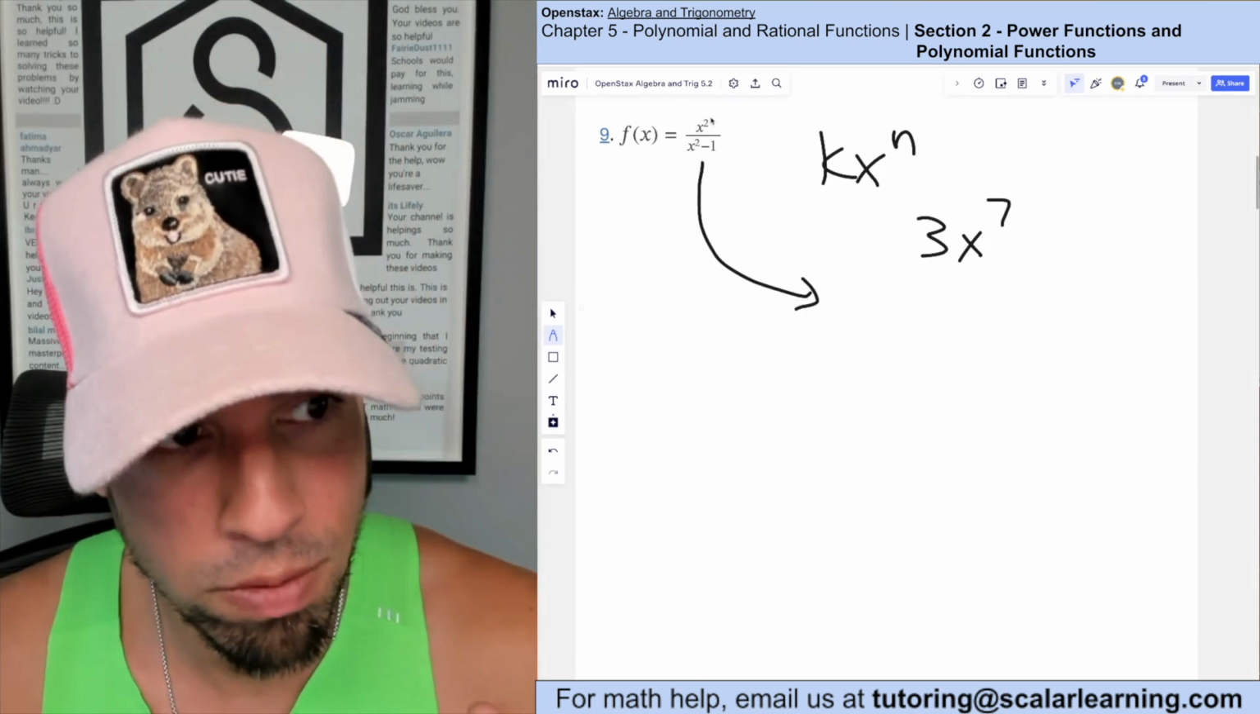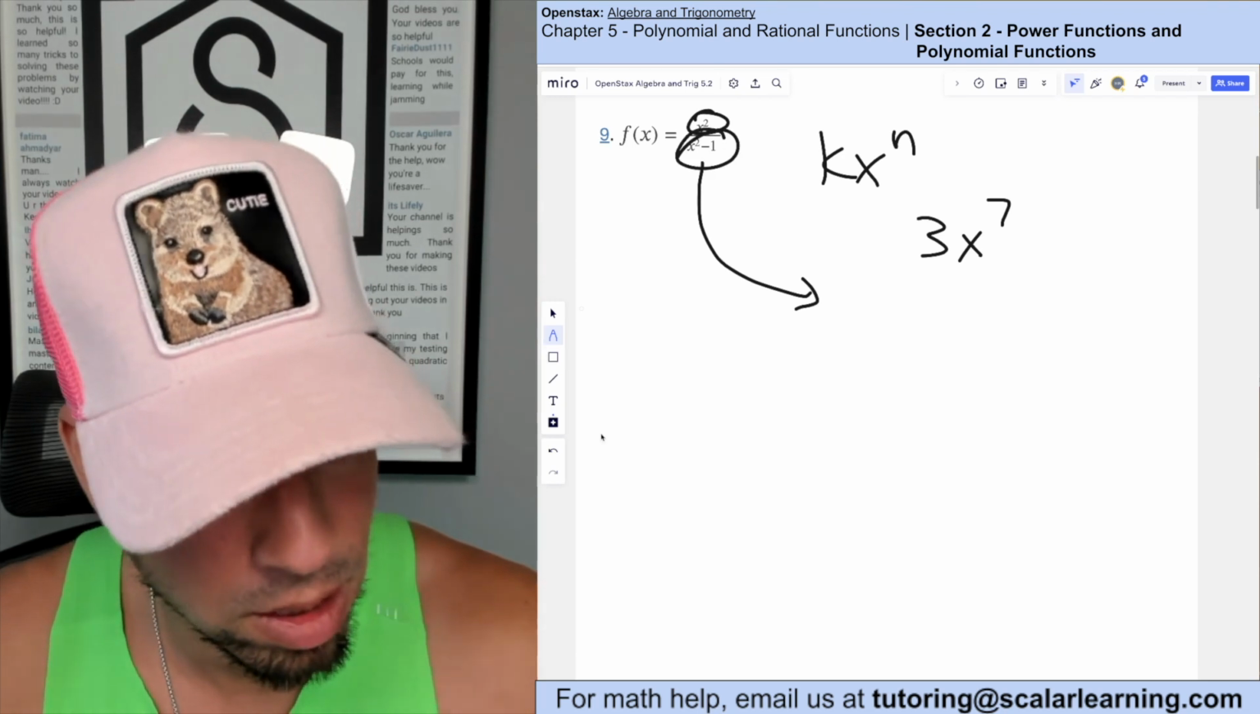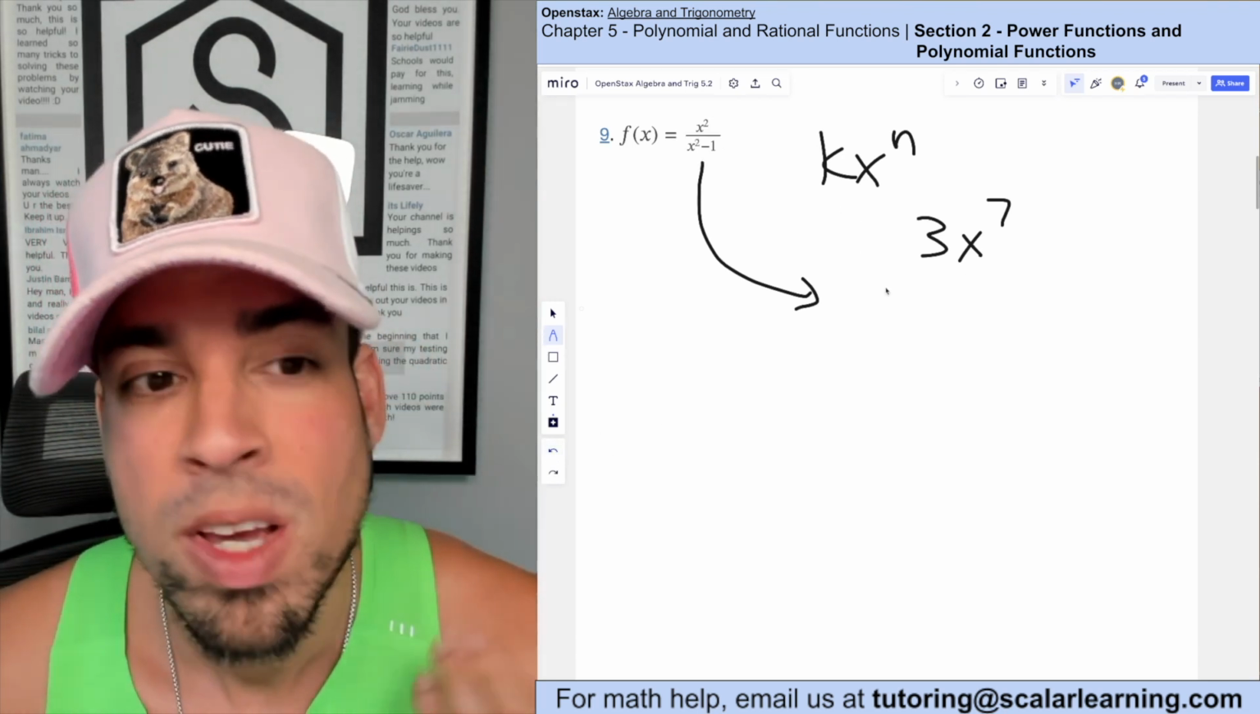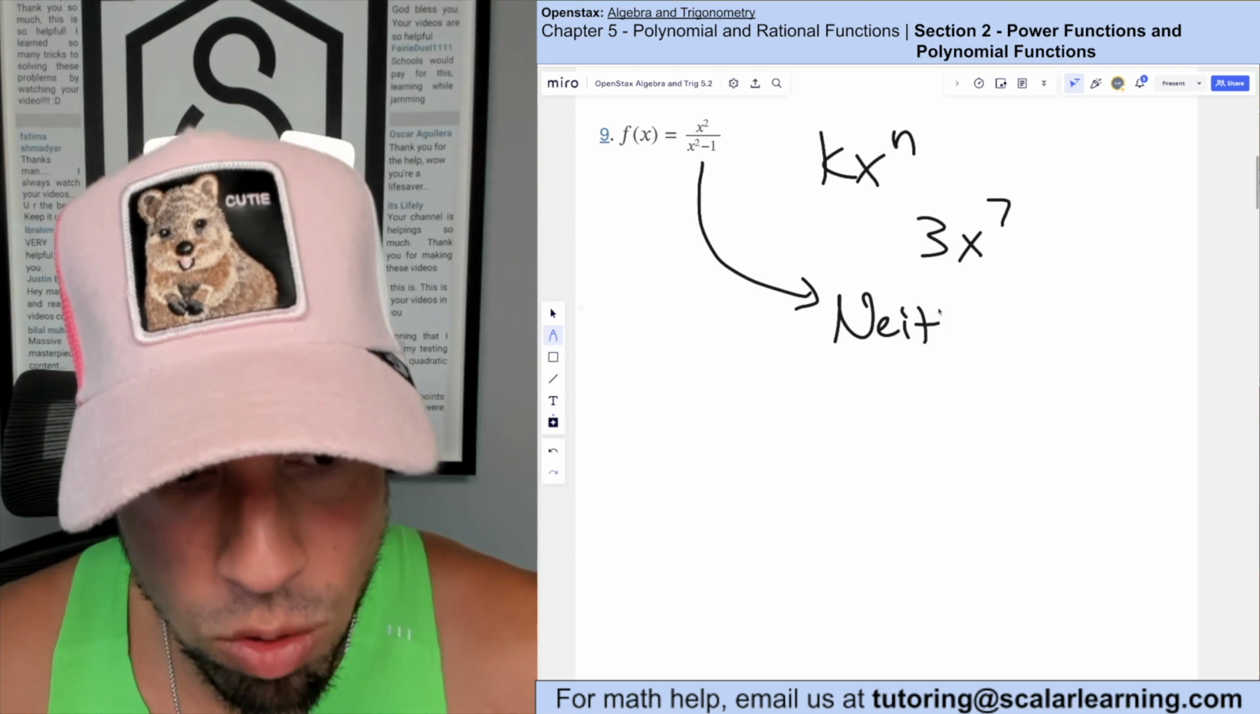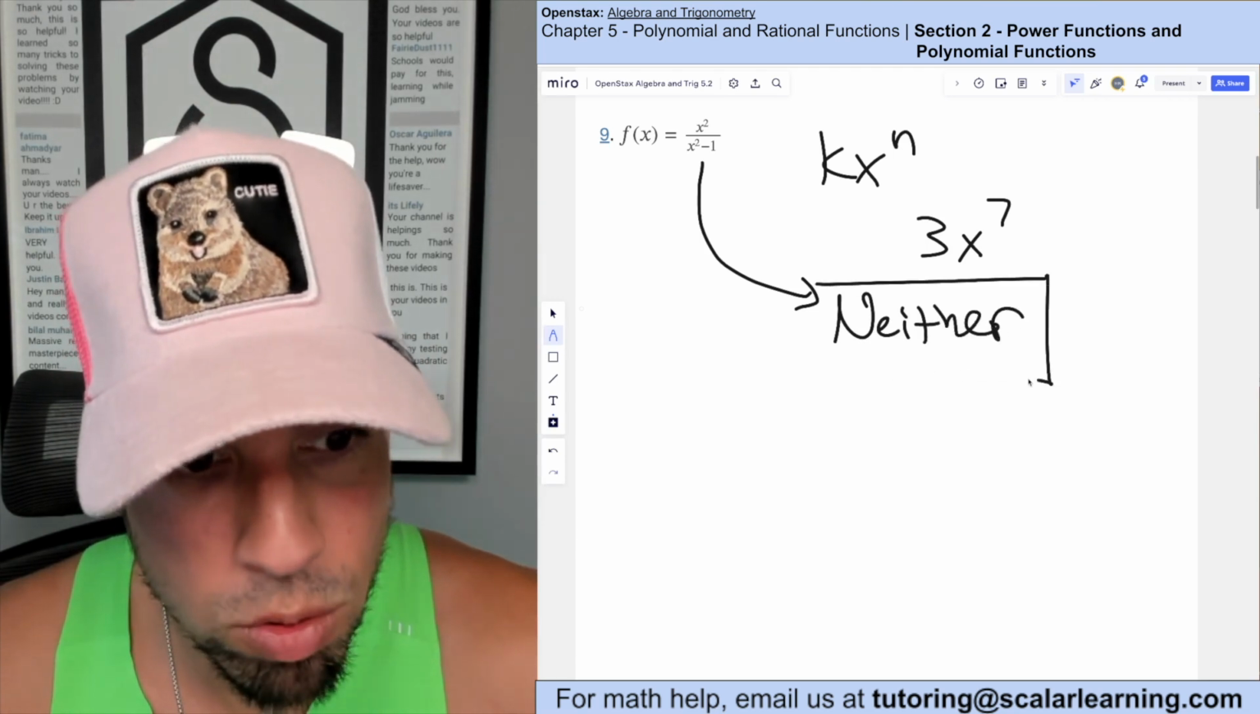This is actually a rational function because it's something over something like this. We can't really simplify anything. So this actually falls into the category of neither. Boom, done.